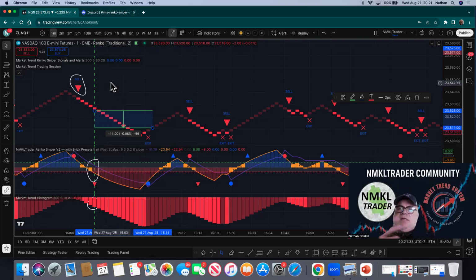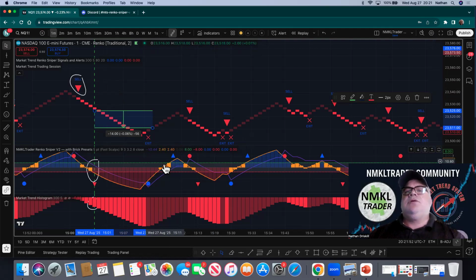That's really kind of the key of this whole thing, is we're still using the market trend system. We have this Renko Sniper that helps you stay out of sideways market. You also want to be trading when you get the 3 steps met. Remember, you got to get this sell. You got to make sure that you get this, the orange on a sell needs to be below the purple, vice versa for a buy. And you need to make sure that the market trend histogram agrees.